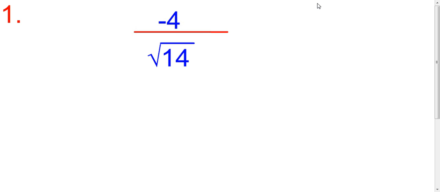In this lesson, we'll focus on all of the different ways that we can rationalize the denominator, which means to get the radical out of the denominator because it's not really mathematically polite to leave it there. So in this case, we have a -4 over the square root of 14.